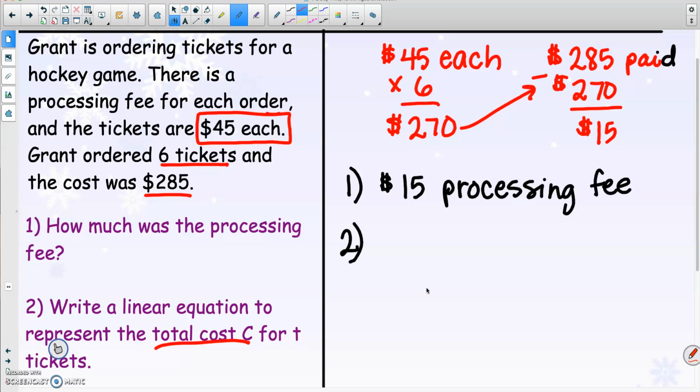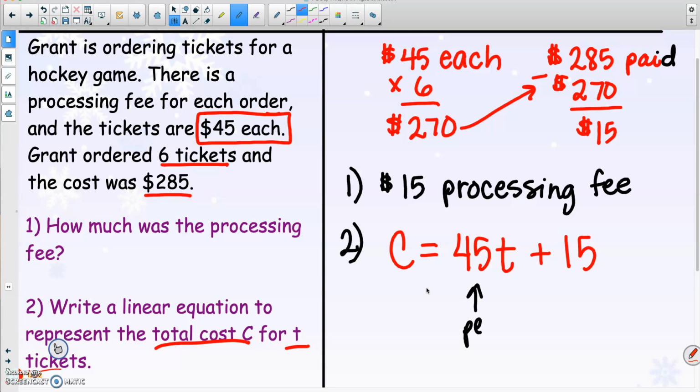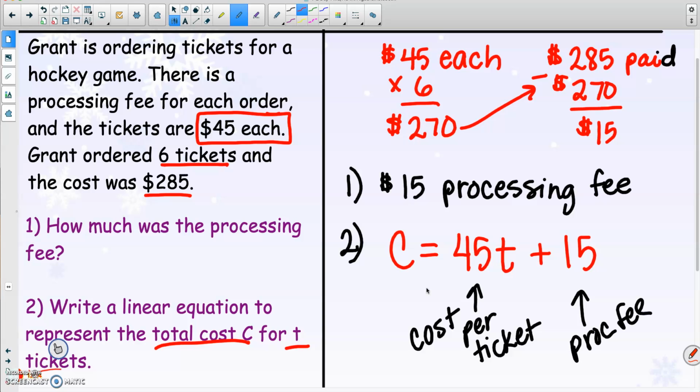Okay, number 2, write a linear equation to represent the total cost C for T tickets. So total cost C equals, well, each ticket was $45. So I'm going to go with 45T, $45 for each ticket, and then plus that $15 processing fee. So this is the amount per ticket, the cost per ticket, that's your rate of change. And then the processing fee that we figured out, that's happening only once. The processing fee is like the y-intercept.